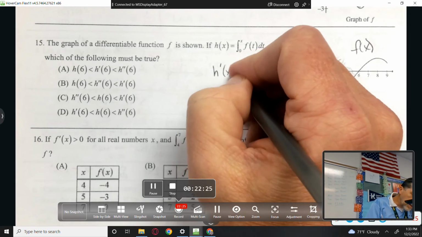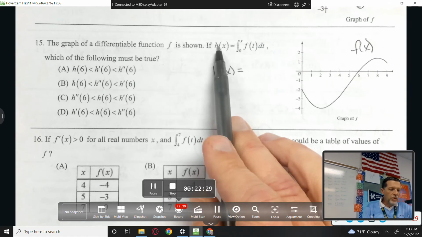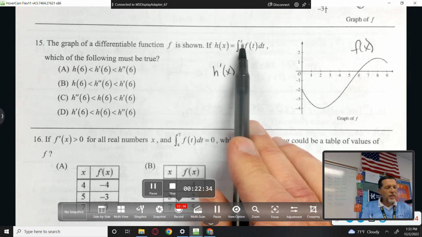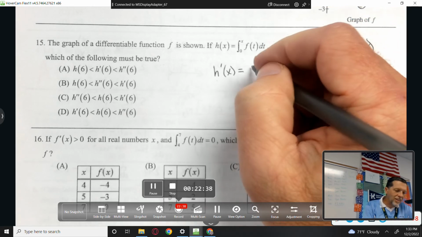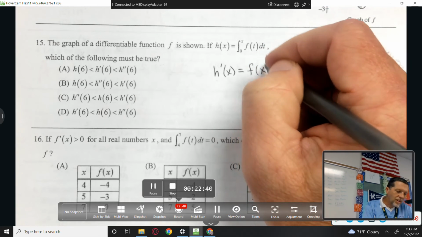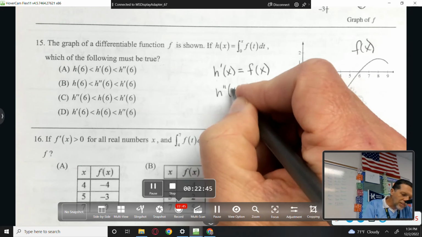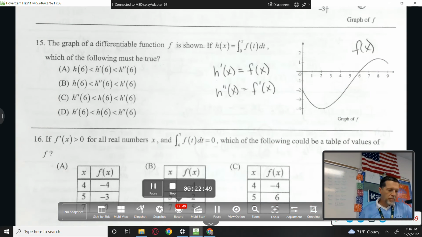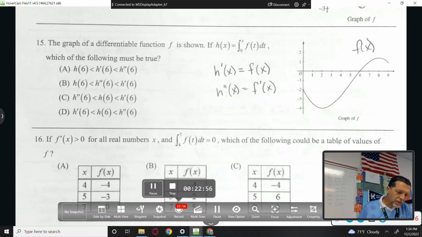So h prime, if I take the derivative of h, I get h prime. What happens if I take the derivative of the antiderivative of f? It cancels out, and I get f. And while I'm here, the second derivative of h would be the first derivative of f. So everything's at 6, so let's see if we can figure this out.